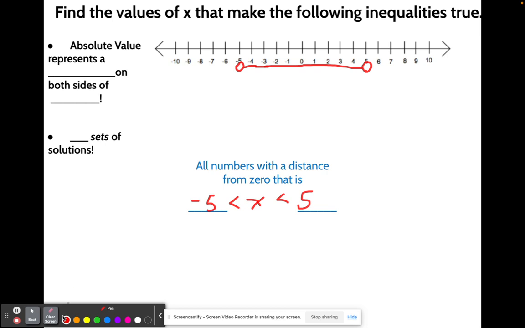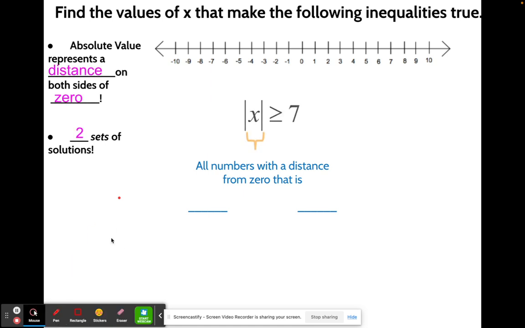Okay, I forgot to clear my screen, but we'll do our next one. So what about absolute values, numbers greater than 7? Well, again, let's think of some solutions. Greater than or equal to. 7 is a solution because the absolute value of 7 is 7, and 7 is equal to 7. Is 6? If I put a 6 in here, is the absolute value of 6 greater than 7? No. But 8 is, 9 is, 10 is. All of these numbers have an absolute value that is greater than 7.